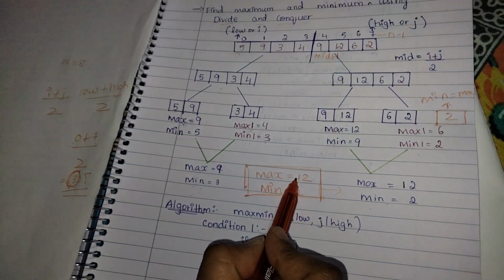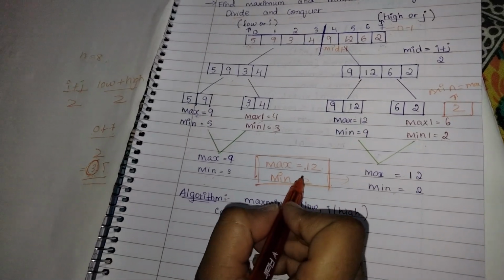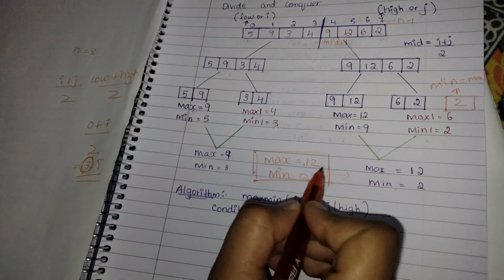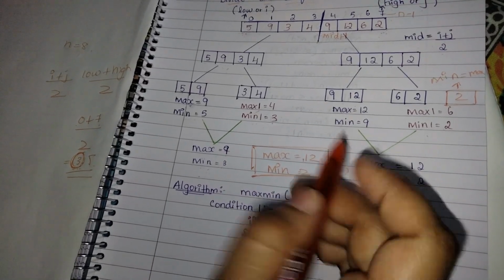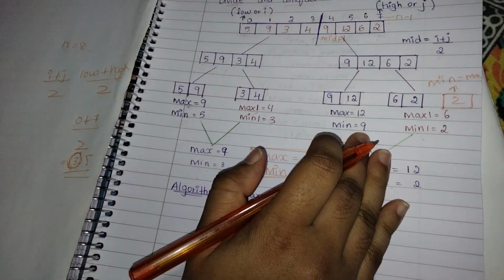This method is a very efficient method compared to all other methods to find the maximum and minimum, such as the linear method. So this divide and conquer method is an efficient method.